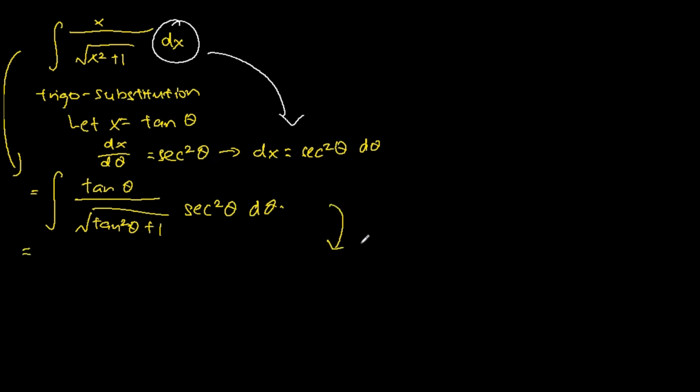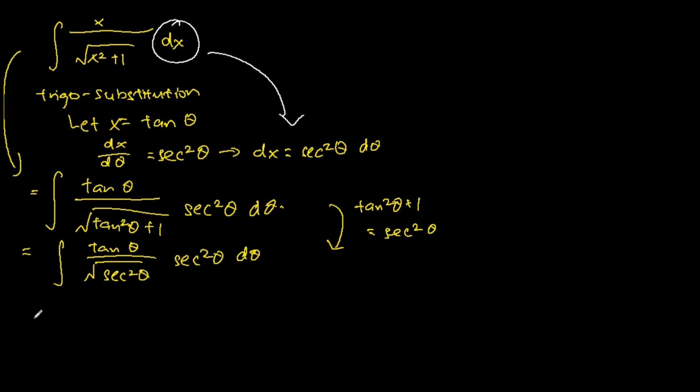So based on the trigonometry identity, we know that tangent square theta plus 1 is equal to secant square theta. So my denominator can just be rewritten as square root of secant square theta, and secant square theta d theta. So the square root of secant square theta is just secant theta. And then when we do a cancellation, we will finally get the integral of tangent theta secant theta d theta.